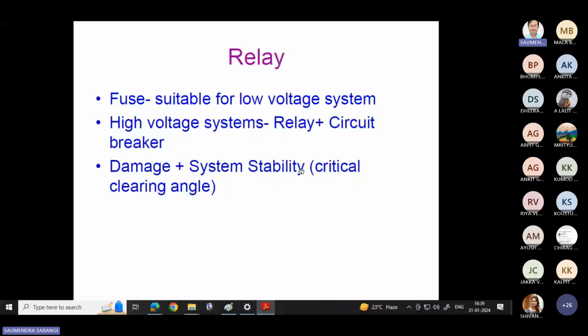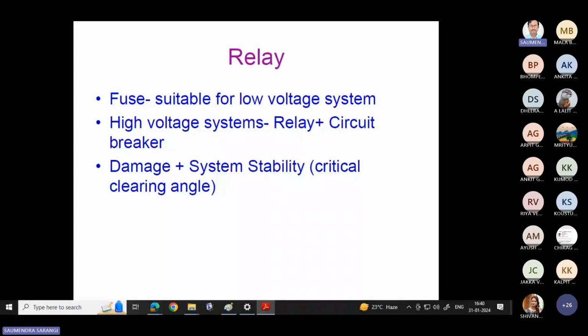You are trying to break the circuit because there is a fault. If the circuit breaker does not break, or if it is breaking and sparking comes at that point, it will allow the fault current to flow for a few seconds. It will further damage all the circuit equipment. The second thing is system stability. All of you know about the critical clearing angle. You have already studied the equal area criterion.